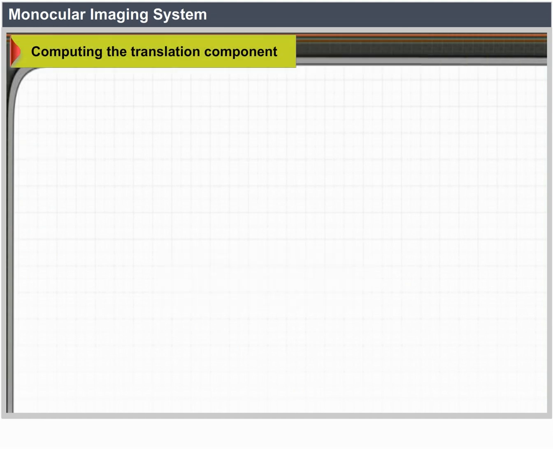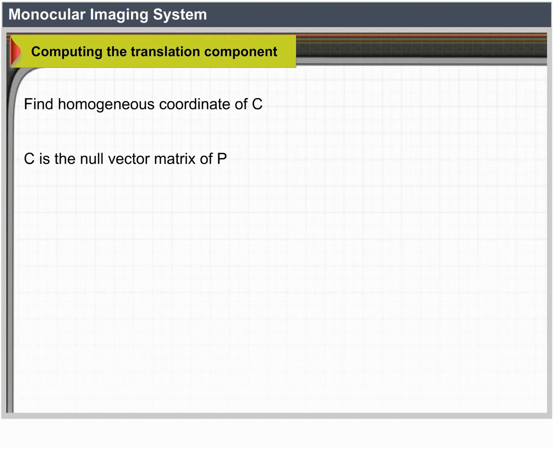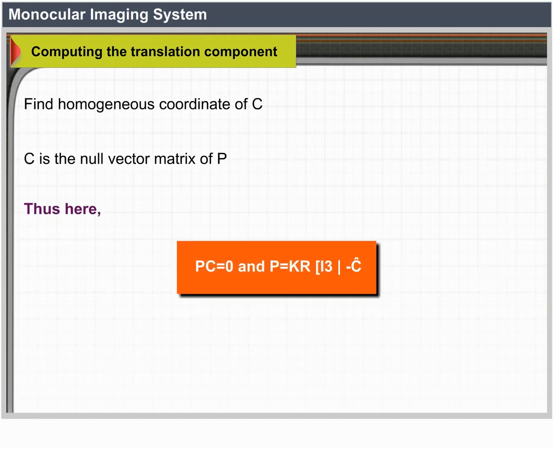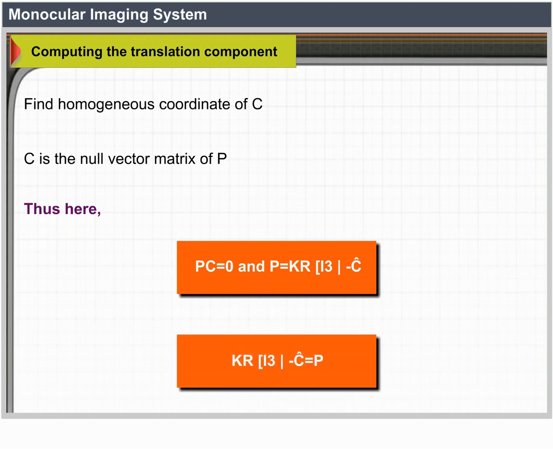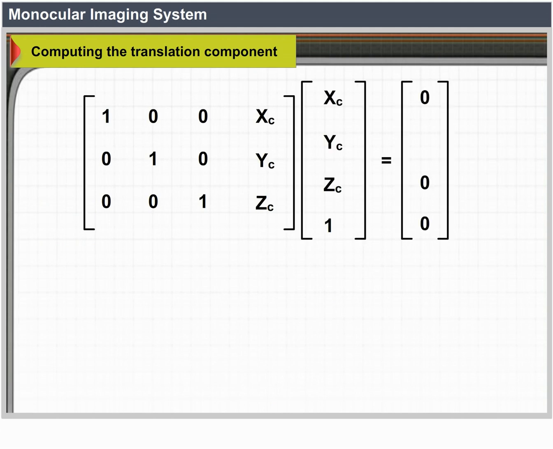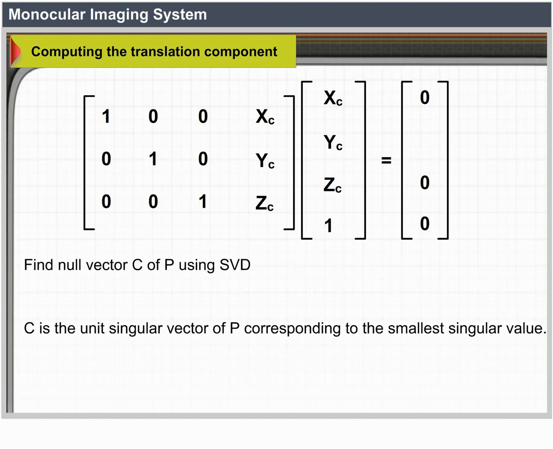Computing the translation component. Find the homogeneous coordinate of C. C is the null vector of P. Thus, PC equals 0 and P equals KR times the matrix [I3 | minus C tilde]. Please refer to the matrix shown on screen. Find the null vector C of P using SVD. C is the unit singular vector of P corresponding to the smallest singular value.